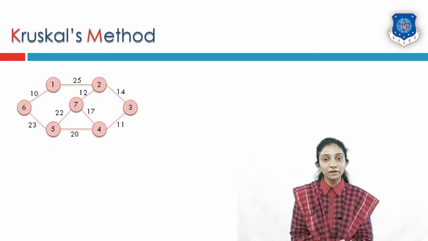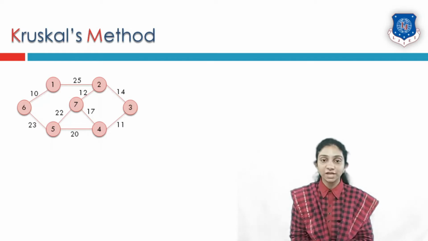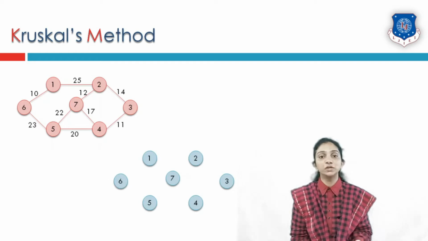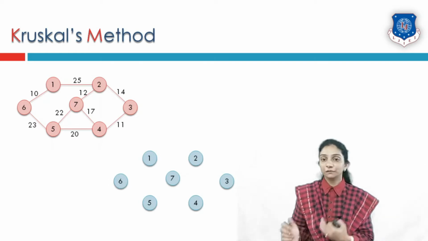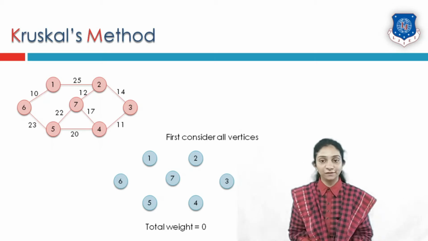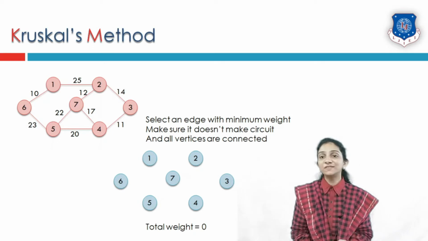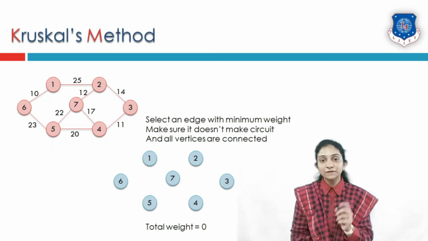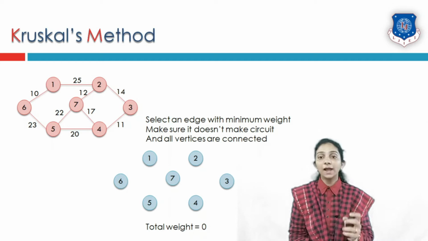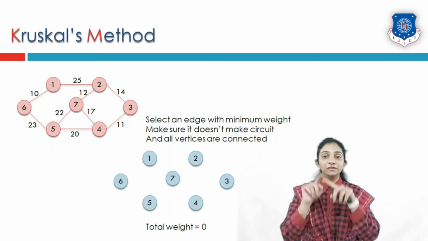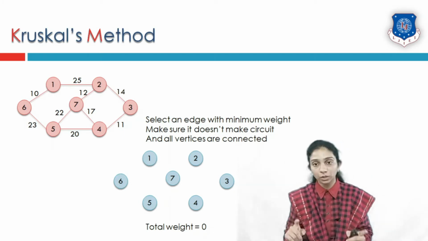Another name for the Kruskal method is the edge algorithm. So this method is also called an edge method of generating a minimum spanning tree. First we will consider all the vertices of the graph with no edges included, and the total weight of the resultant tree is currently 0. Now we will select an edge from the graph which has the least weight, and if that edge is added to the result, it doesn't make a closed path or a closed loop.